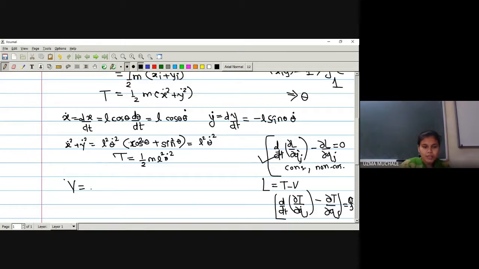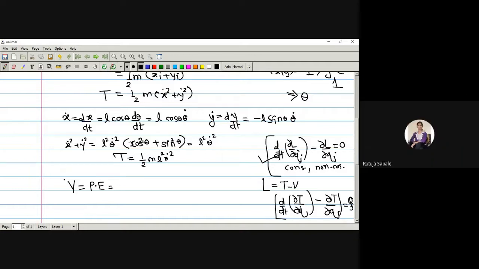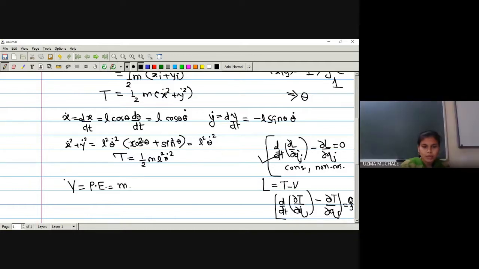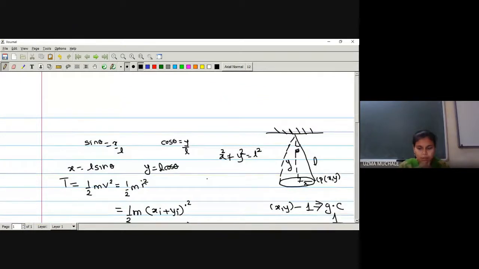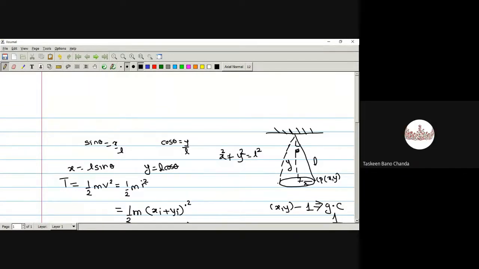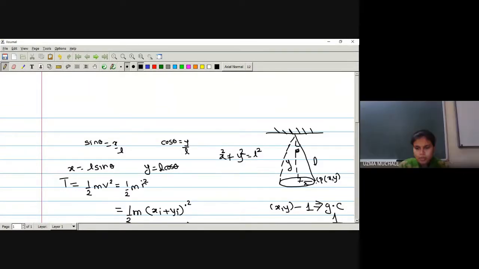What is V? V is potential energy. So what is the formula for potential energy? mgh: mass into gravitational acceleration into h. Now mass and gravitational acceleration stay as they are, so we have to discuss the height. Which height are you going to consider? Because the simple pendulum will be moving in this circular motion.